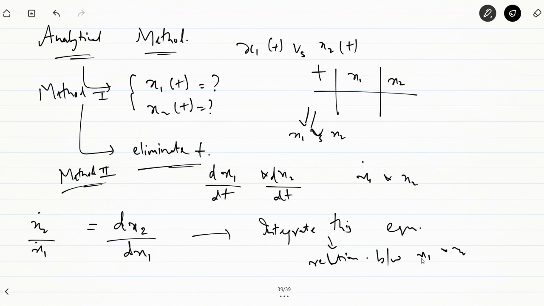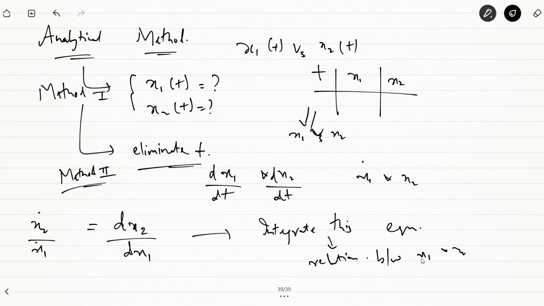Fine. So there are two methods to construct a phase portrait. One is the analytical method, second one is the graphical method. Analytical method basically uses the mathematical tools, आपके पास जो available differential equation है to plot x1 versus x2.